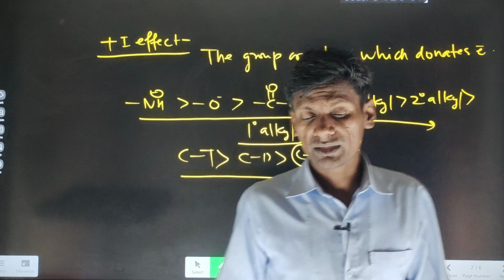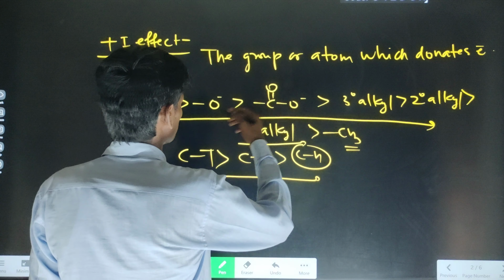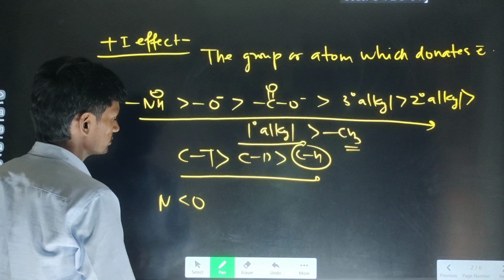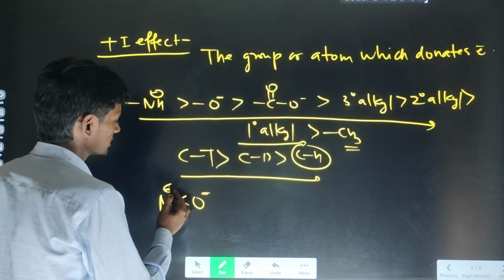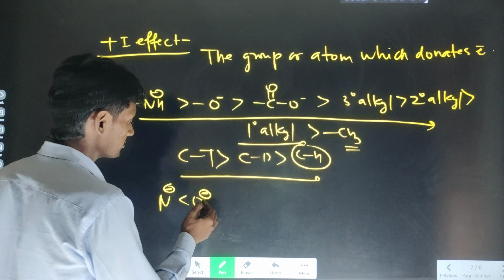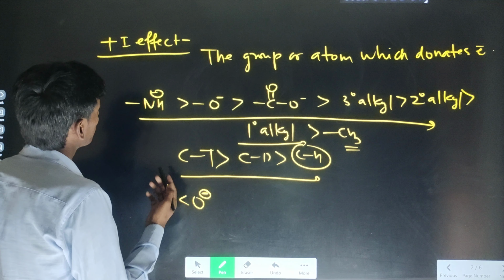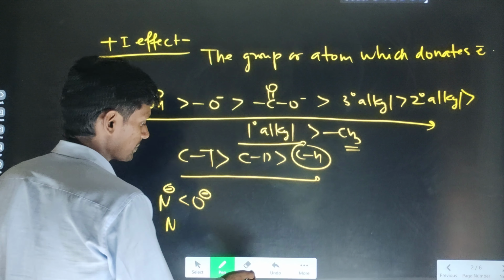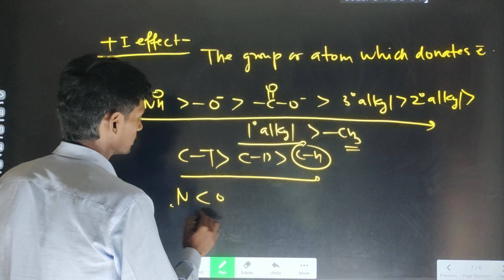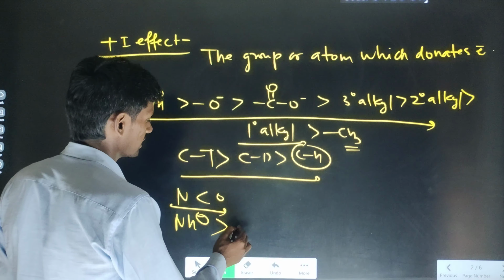Then in this effect, between oxygen and nitrogen, oxygen is more electronegative. That's why if the negative charge is on oxygen or nitrogen, because electronegativity of oxygen is more than nitrogen, it becomes less available for donation. So when we talk about plus I effect, we are talking about electronegativity, and since oxygen is more electronegative than nitrogen, NH minus has more plus I power than O minus.